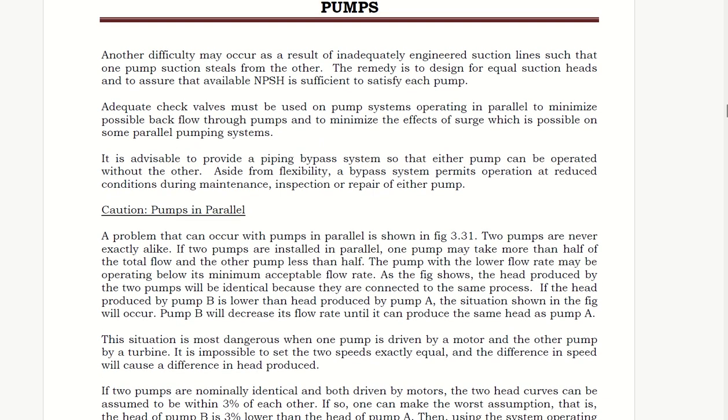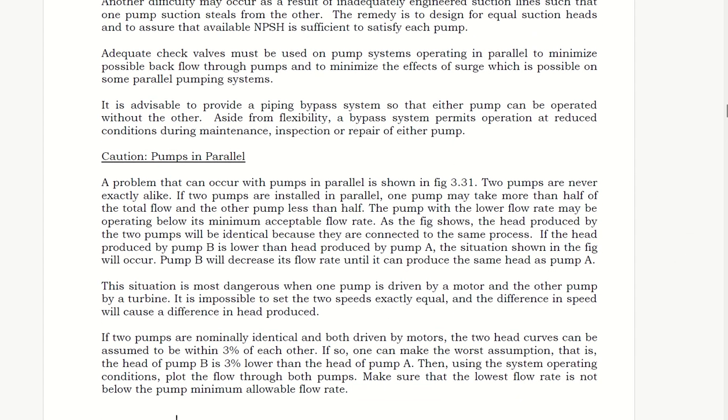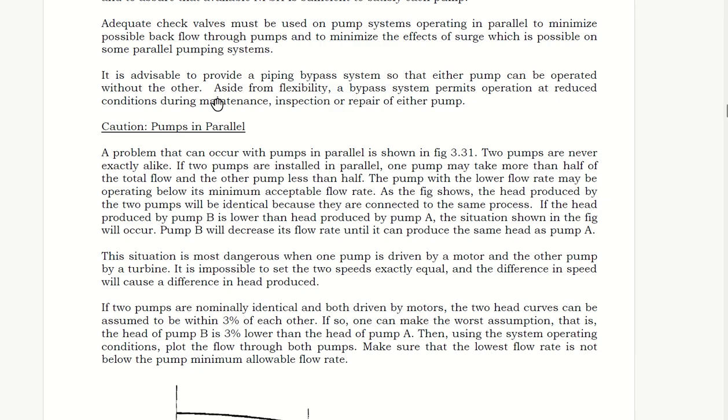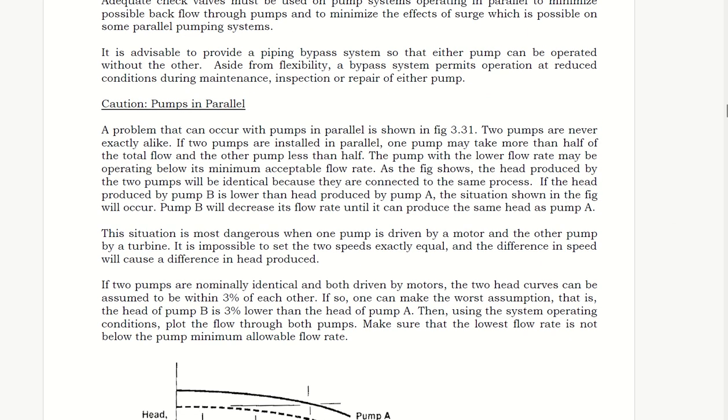Then another difficulty may occur as a result of inadequate engineering of suction lines, such that one pump suction steals from the other. The remedy is to design an equal suction head and to ensure that available NPSH is sufficient to satisfy each pump. So again, these are some of the actions we have to take when designing the parallel pump operation. It is advisable to provide a piping bypass system so that the pumps can be operated without the other. Aside from flexibility, a bypass system permits operation under reduced conditions during maintenance and inspection of the pumps. Just more lines for the parallel pumps.